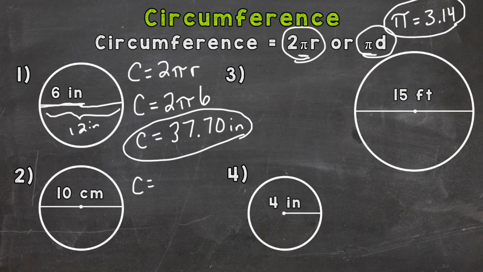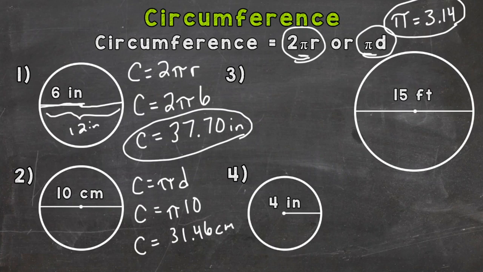Circumference equals, they give us the diameter, so let's use pi times diameter. Next step, let's plug in. We have pi times a diameter of 10 centimeters. Then we calculate, and we get an answer of 31.46 centimeters. Again, this one gave a long decimal, so I rounded to the hundredths place.